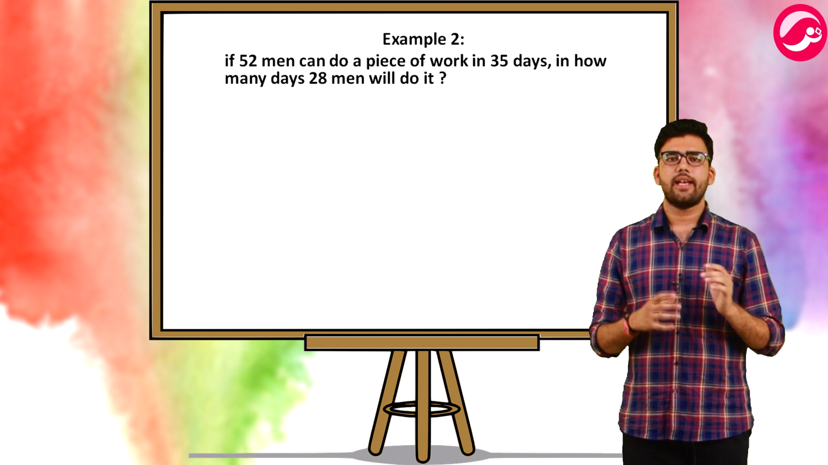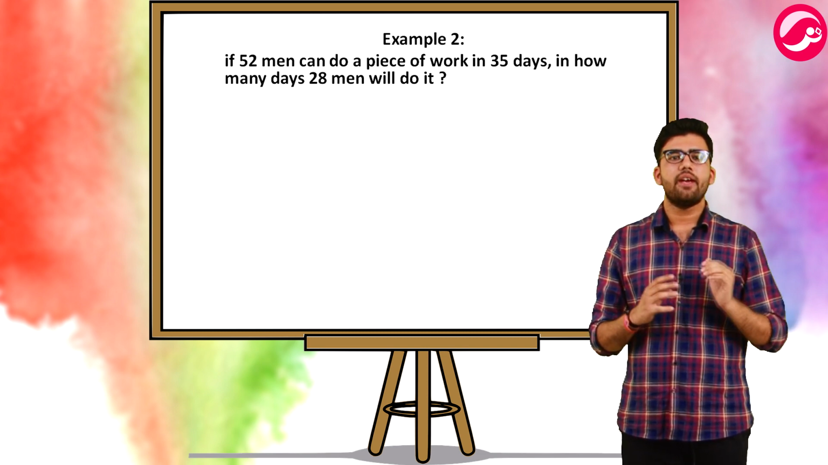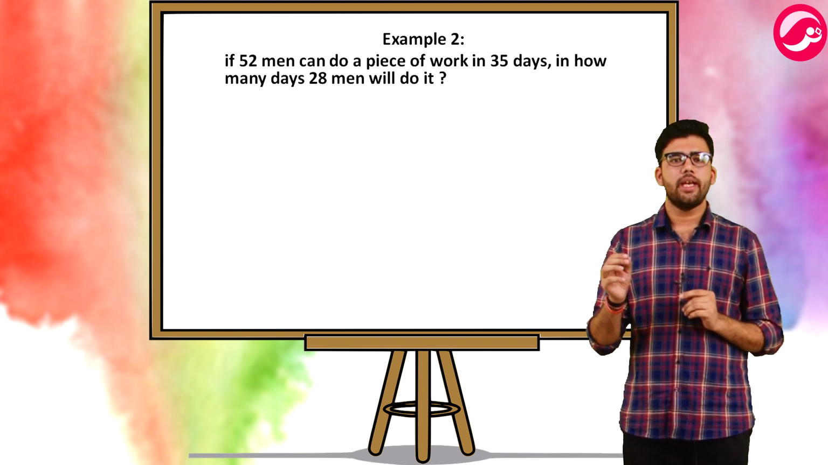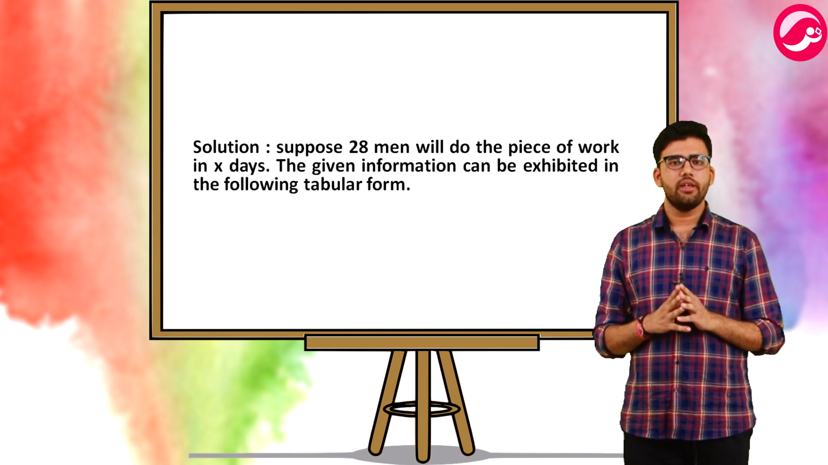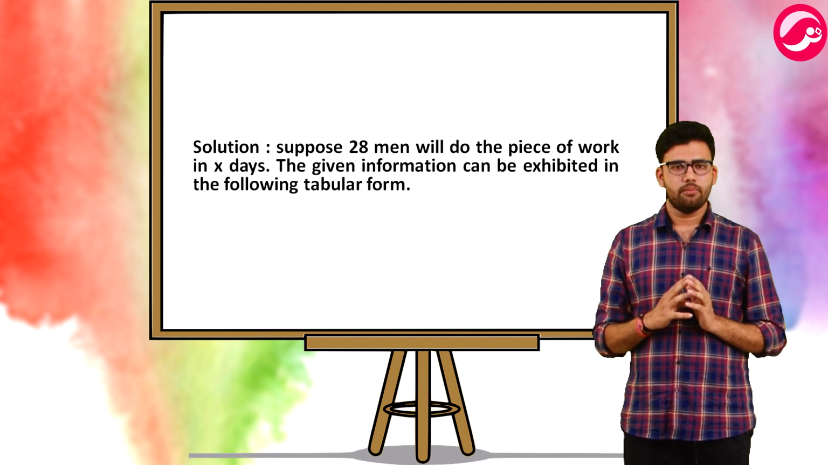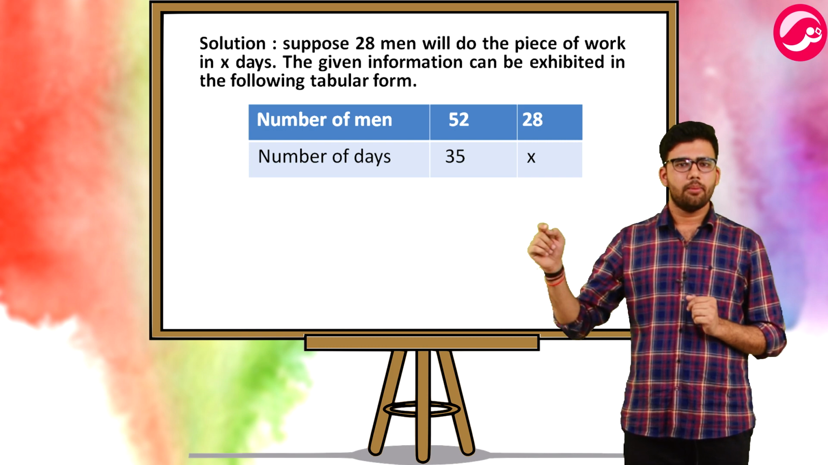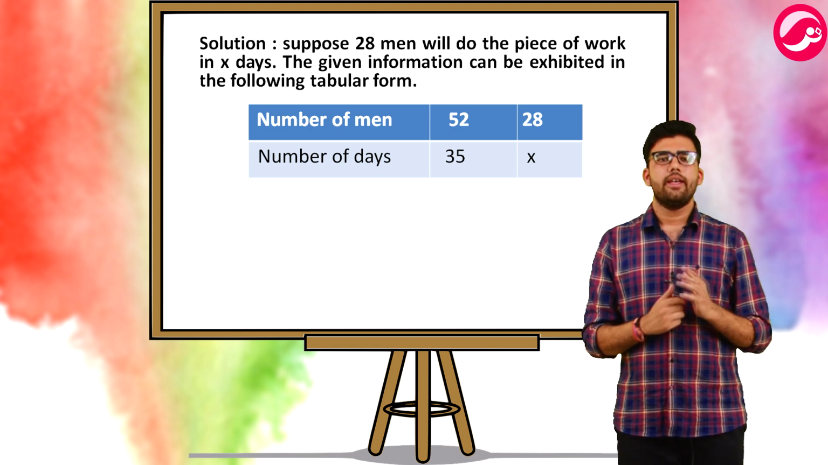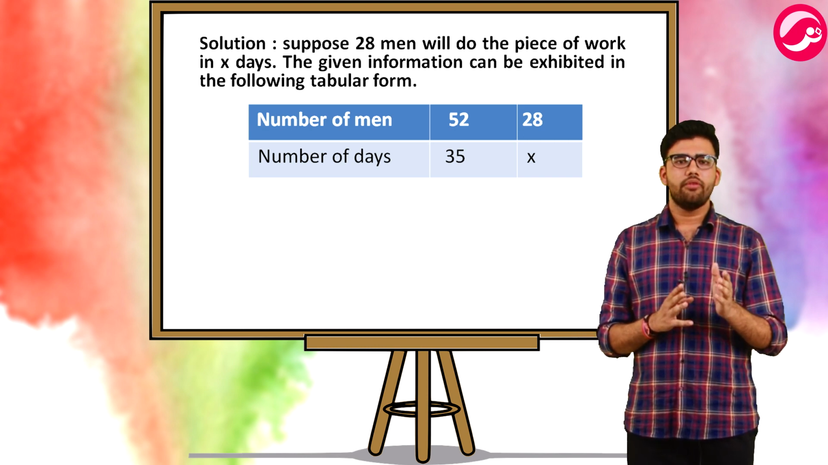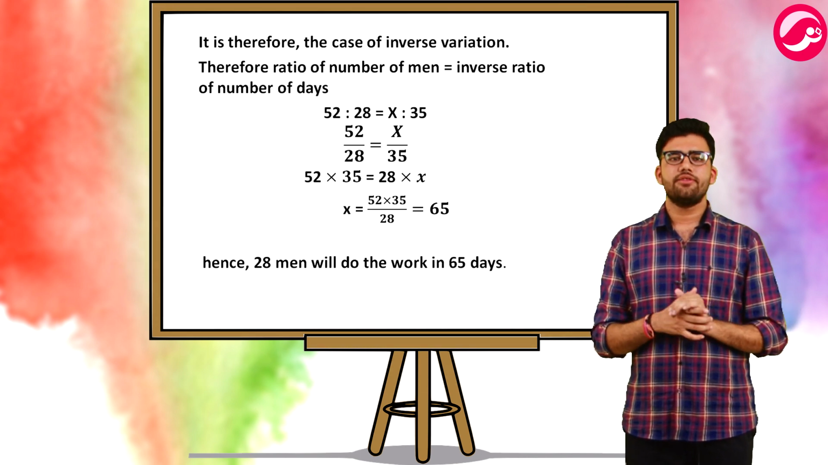Now we will take another example. If 52 men can do a piece of work in 35 days, in how many days can 28 men do it? The solution will be, suppose 28 men will do the piece of work in x days. The given information can be exhibited in the following tabular form. Here you can see the number of men are 52 and 28, and the number of days are 35 and x. Here the value of x we have to calculate. Clearly, the fewer the number of men, the more will be the number of days to finish the work. It is therefore the case of inverse variation.